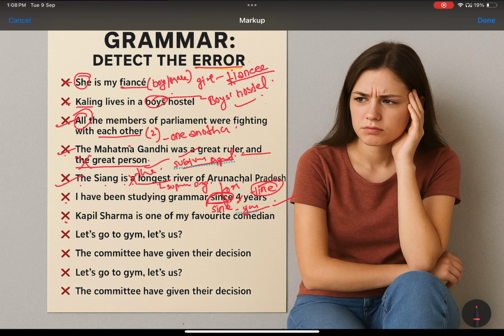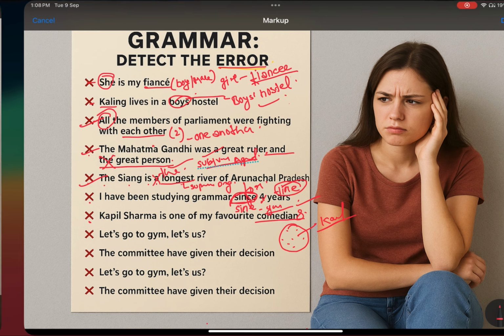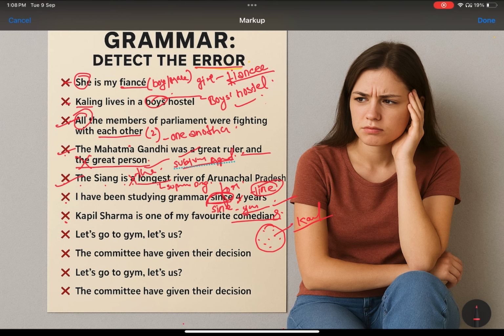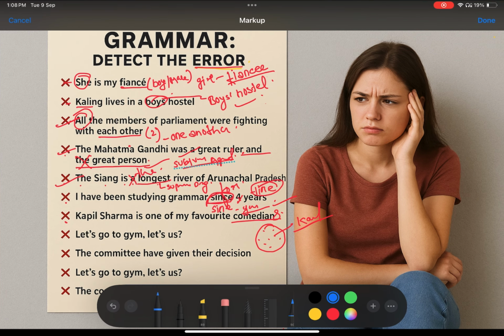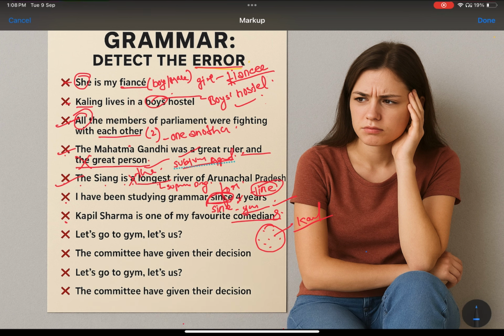Kapil Sharma is one of my favorite comedian. This is something which we tend to make mistakes in our daily life always. Kapil Sharma is one of my favorite comedian नहीं होगा. It has to be comedians, because out of many comedians, Kapil is one of my favorite, right? So it has to be Kapil Sharma is one of my favorite comedians. Similarly, Kareena Kapoor is one of my favorite actresses. Apple is one of my favorite fruits.